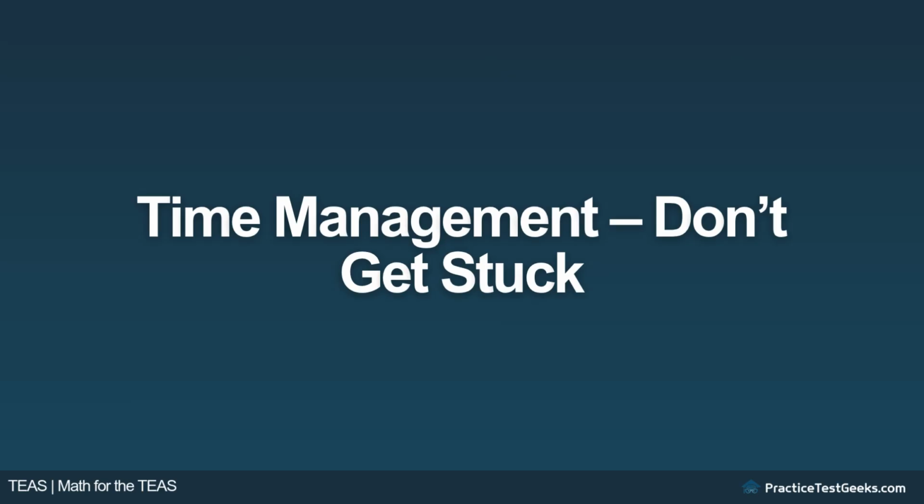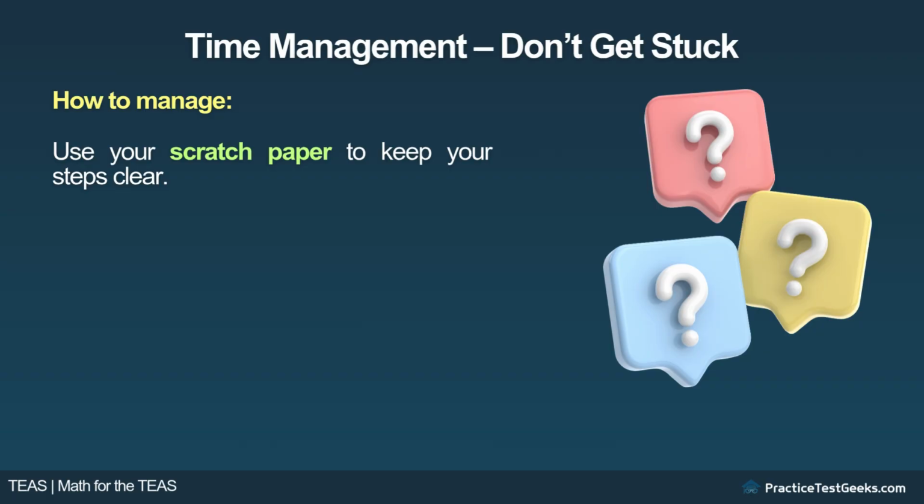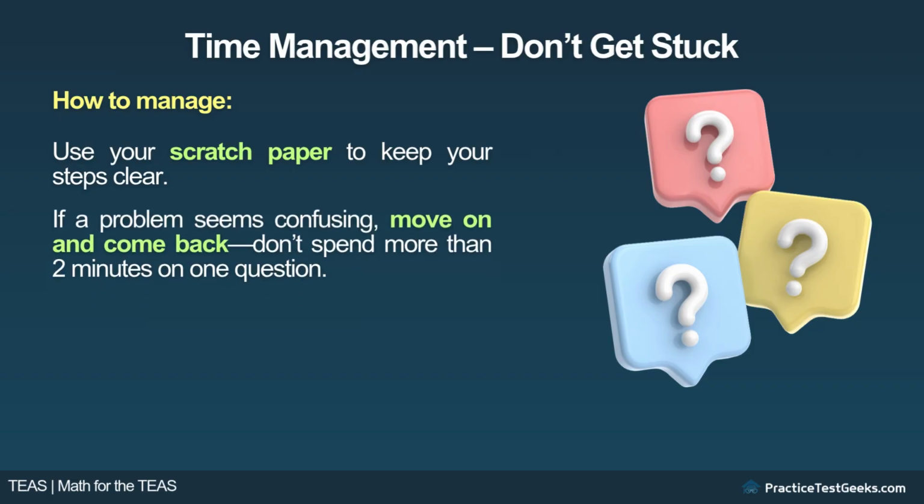Math can eat up your time fast if you're not careful, especially on word problems or multi-step equations. So here's how to stay on track. Always use your scratch paper to write down steps clearly. This avoids silly mistakes and keeps your mind from scrambling. If a problem feels confusing or time-consuming, move on. Don't spend more than 2 minutes on a single question. You can flag it and return later.